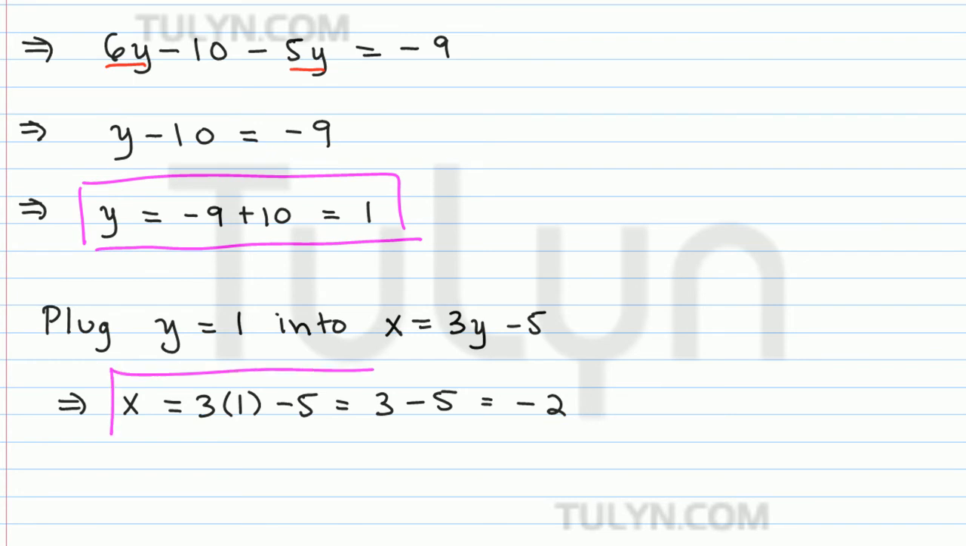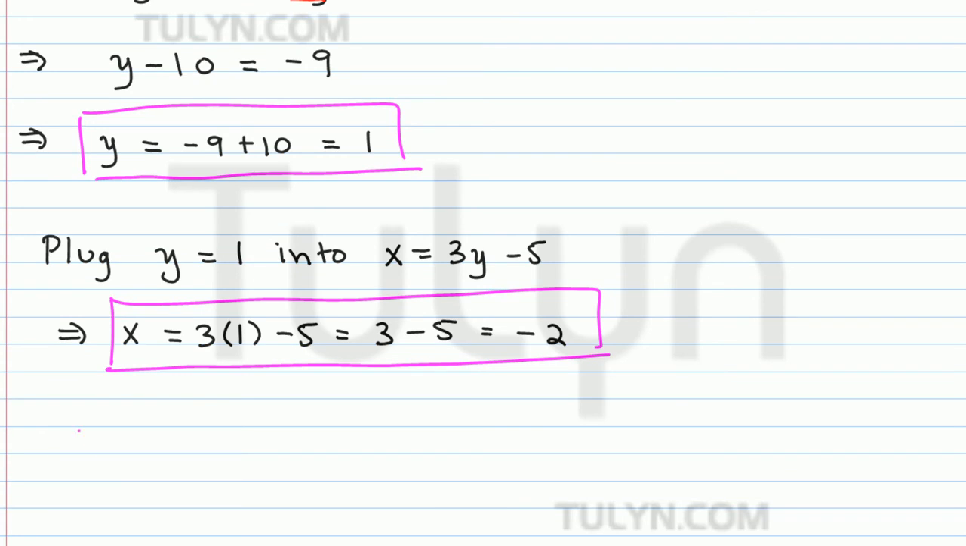So now we have our x and our y, and we want to write our solution in terms of the ordered pair. So our final statement should say the solution to the system is the ordered pair x comma y, so minus 2 comma 1.